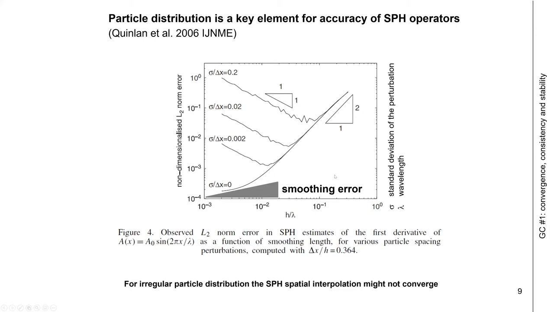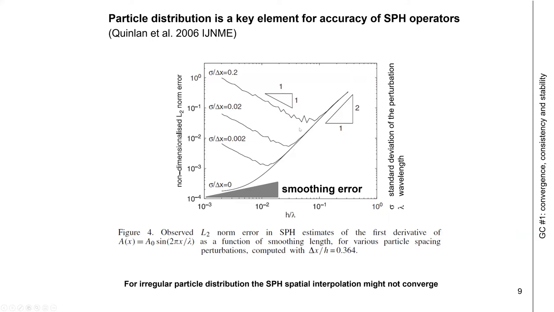Basically, this plot is a bit complicated, so please give me a minute to explain it to you. This is a convergence analysis. There is no numerical scheme behind this. This is just an SPH interpolation of the gradient of the function A. The function A is defined here.